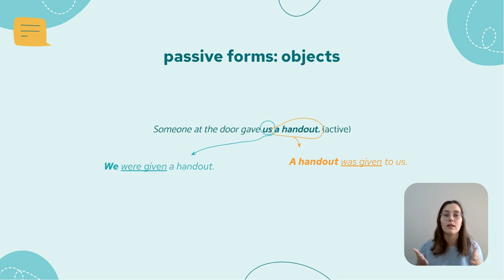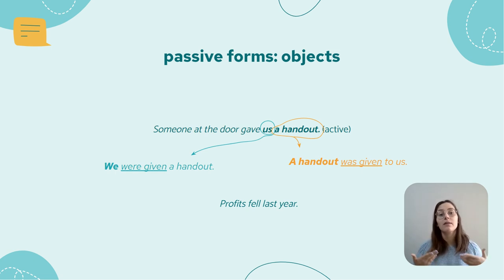Here, the examples are given in the past simple form of the passive because the original was in that tense. But of course, we can make any changes that we please. We have been given or a handout had been given, whatever the case.